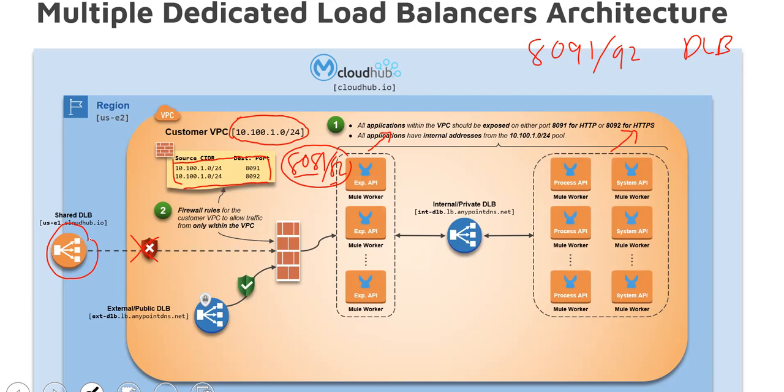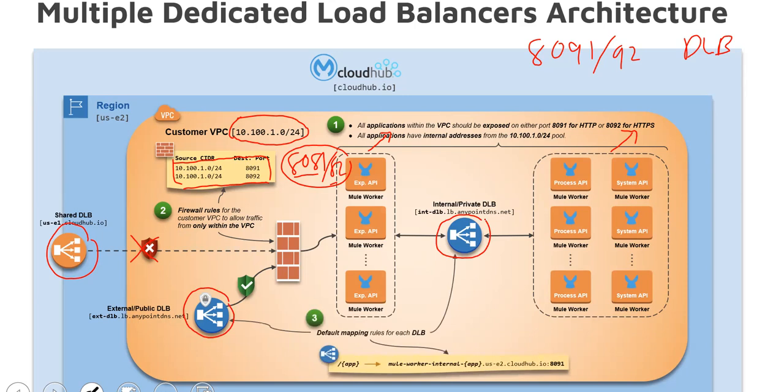Then I purchase two dedicated load balancers, one to represent external traffic, another to represent internal traffic. I name them properly to give more readability, so I say external DLB, internal DLB, and the rest of the URL is the same. These DLBs will have a common default URL mapping. We can change this, which means we can write our input path. I'll show you that URL mapping during the demo.